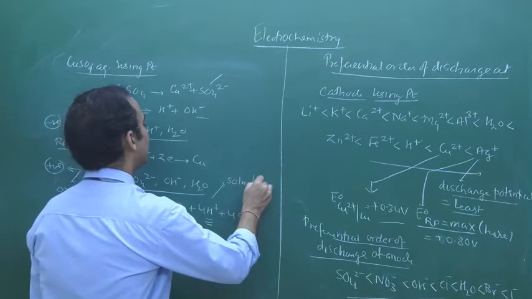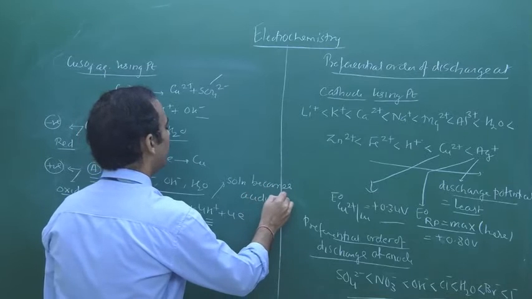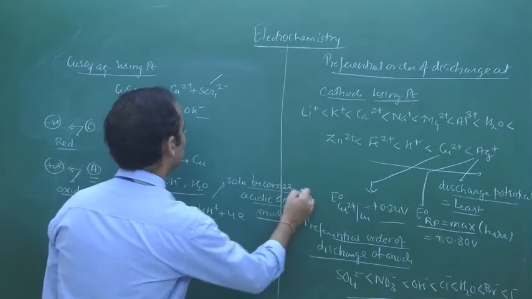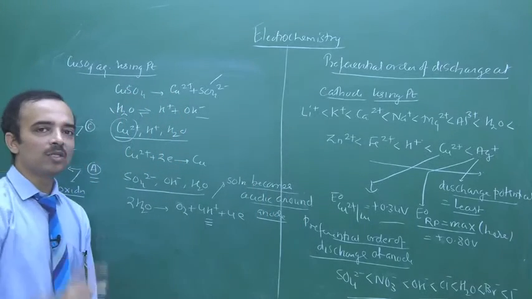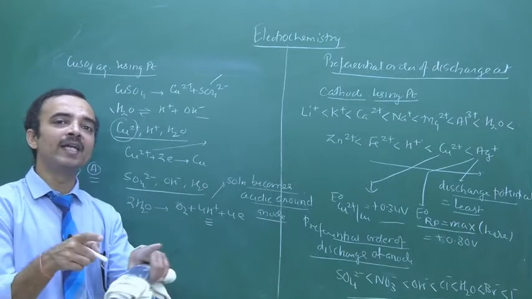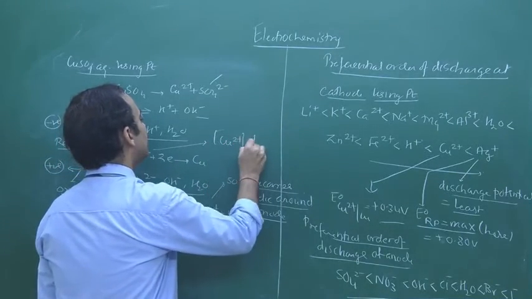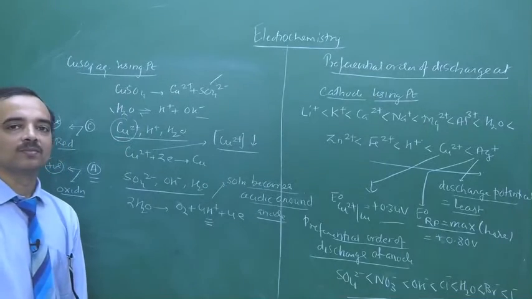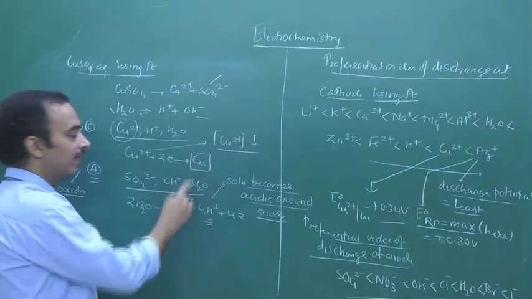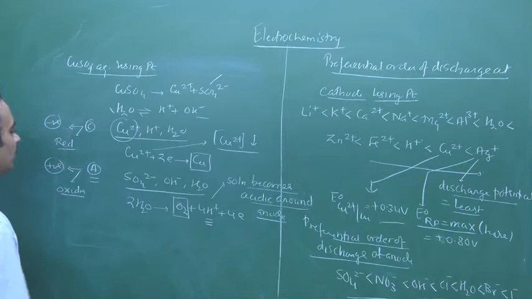Solution becomes acidic around anode. Is it clear? Now one more thing. Beta, since Cu2+ ions are reduced, their molarity is decreased in the solution. Molarity of Cu2+ in the solution is decreased. So what are the products at cathode and anode? Copper at cathode, O2 at anode. Is it clear?